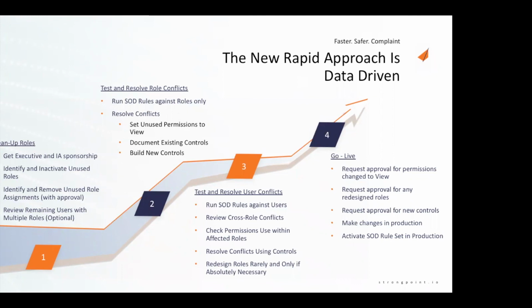But if your control is not a process control, and it's more of a detective control, which is quite common, then you just simply need to document that control and document the review of the control, and then you can resolve those conflicts. And once you've resolved them, then those user roles will be exempt.